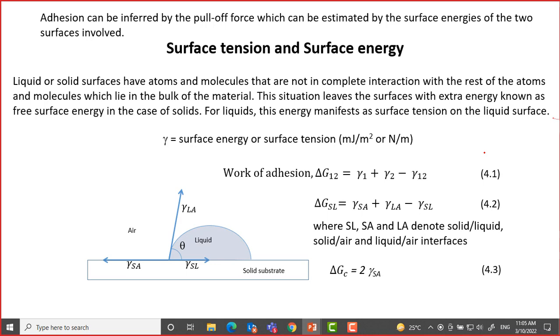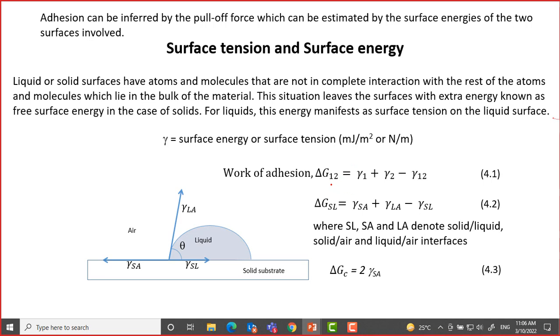So last time we were discussing surface tension and surface energy. We defined surface tension and surface energy, and also the work of adhesion. Surface energy is basically the amount of energy created when a unit surface is formed, and for liquids we call it surface tension, which is the energy created when a unit length of the liquid surface is formed.